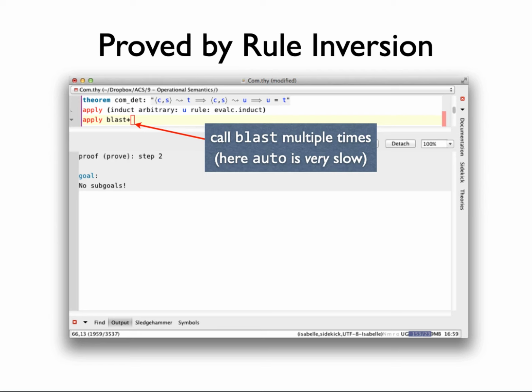Yes? What concretely means multiple times? Does it mean that it will call BLAST until there's an error, or just before there's an error? Yeah, it will call BLAST as many times as it can, so at least once. I guess if it returns with an error, then it won't call it anymore. And here, in fact, it will simply return with an error when you've proved all the goals and there's nothing left to prove, and then you call BLAST again, it will in fact return with an error.